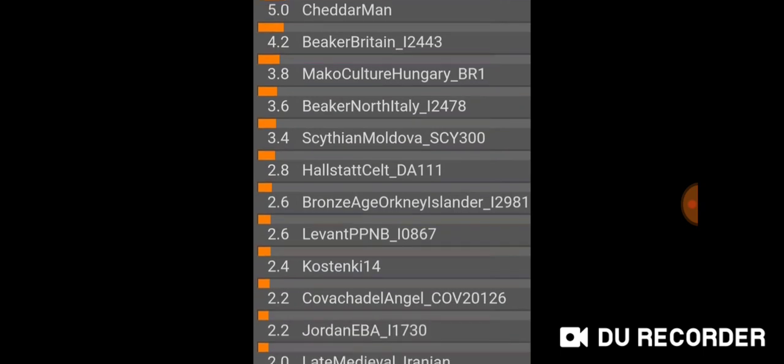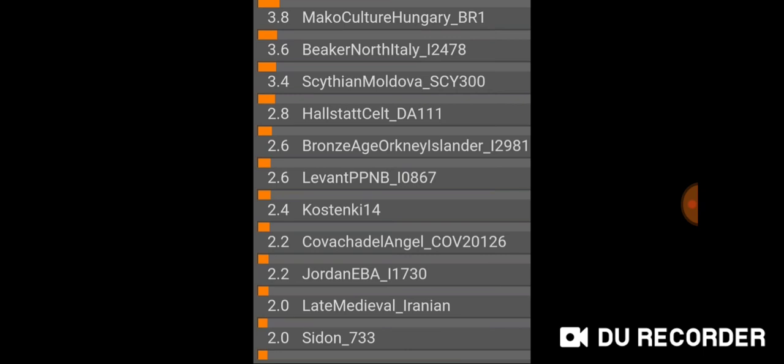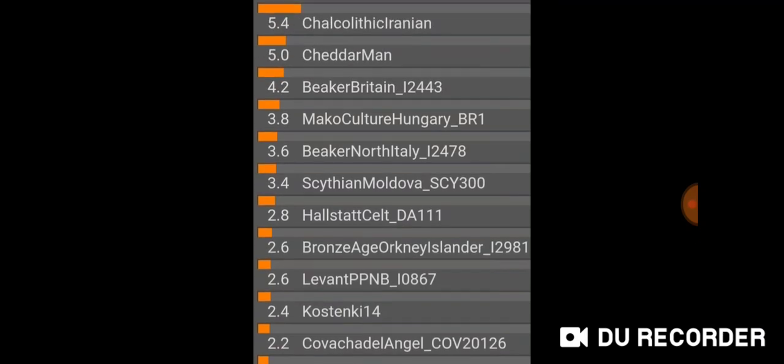And we got another Levant result, Levant Pre-Pottery Neolithic B, and then Kostenki, another European result, Covachitel Angel, that's a result from southern Spain, and then another Jordan sample, Jordan Early Bronze Age sample, EBA, late medieval Iran, and Sidon, which is an excavation in Sidon, Lebanon. And then I get some lower percentages that I'm not going to go into because it's a bunch.